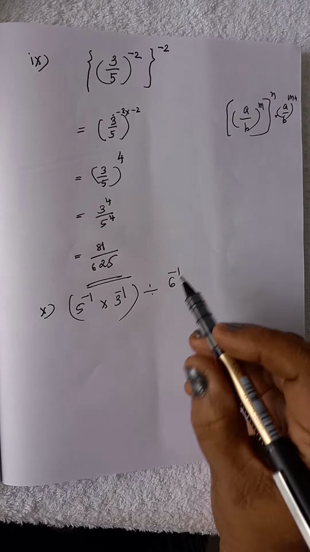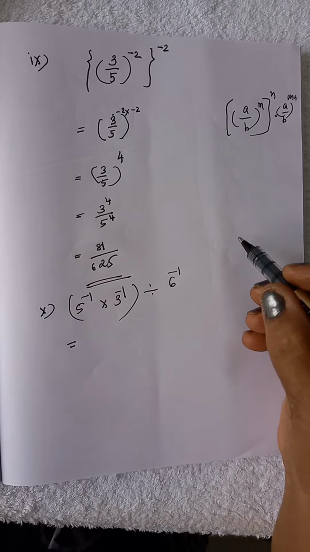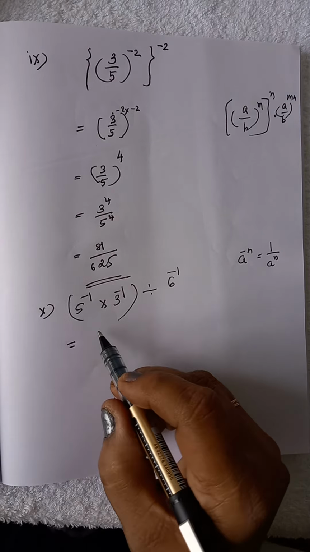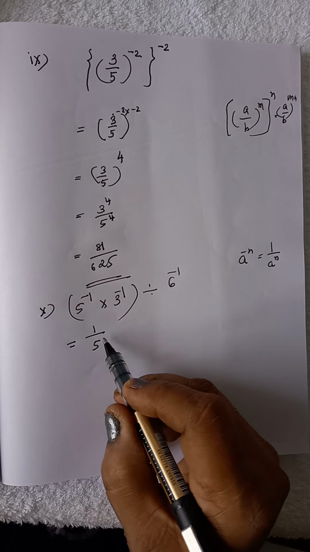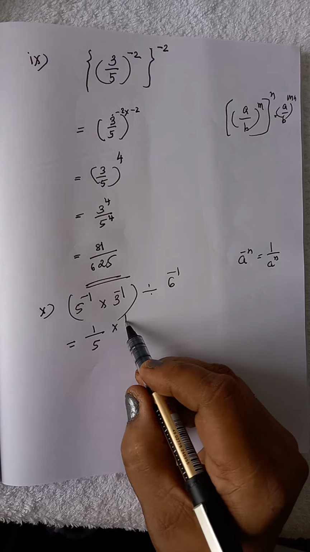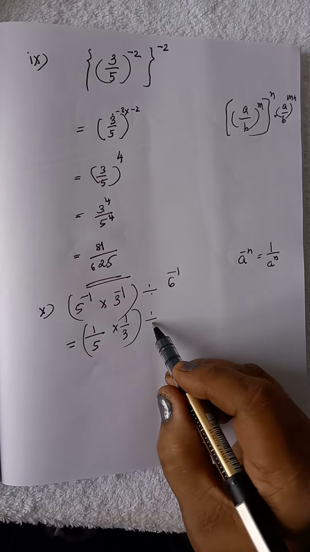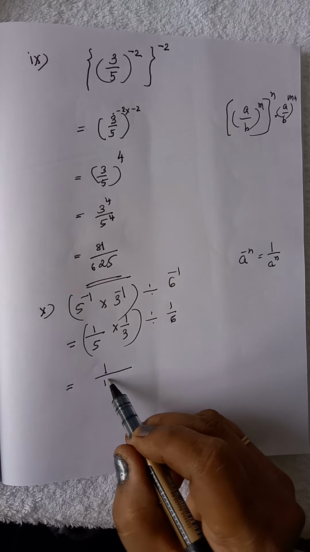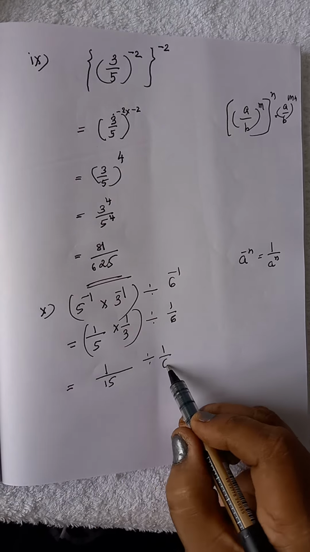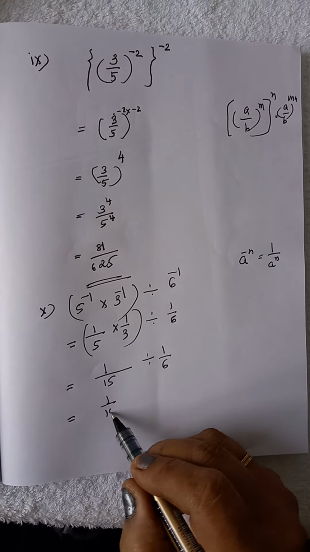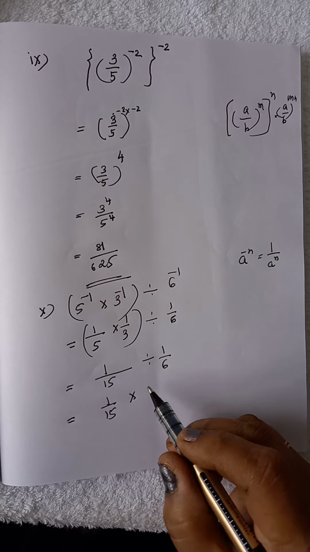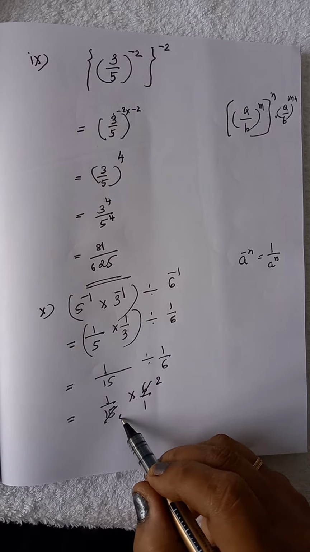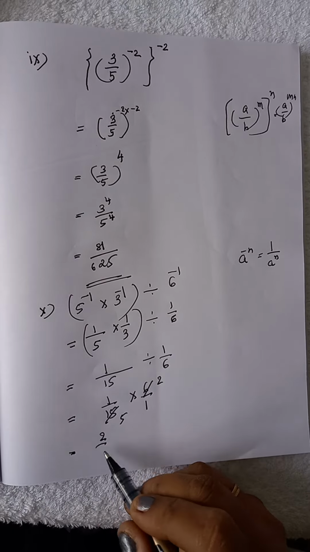Now the 10th question is 5 raised to minus 1 into 3 raised to minus 1 divided by 6 raised to minus 1. Now this can be written as a raised to minus n is 1 by a raised to n. So like that, 5 raised to minus 1 is 1 by 5 raised to 1, that is 1 by 5. That into 1 by 3, then that divided by 1 by 6. Now this is equal to 1 by 5 into 3 is 15 divided by 1 by 6. This is equal to 1 by 15 into, division is the inverse of multiplication, so this is 6 by 1. Now this with 3 we can cancel 2 and 5. So what is the answer? 2 by 5.